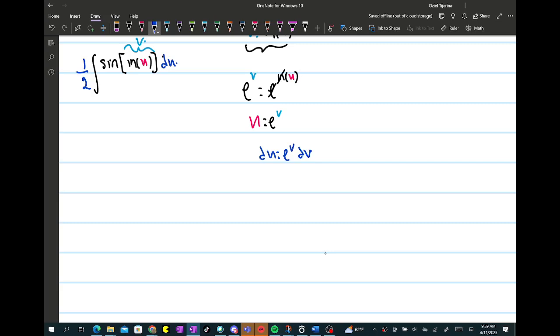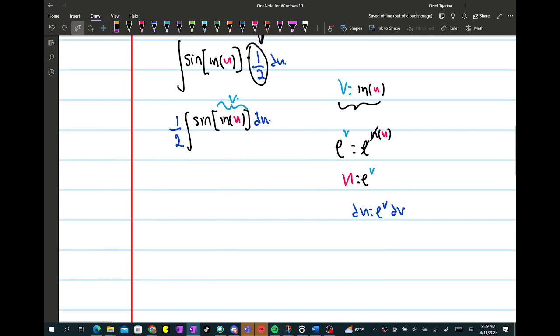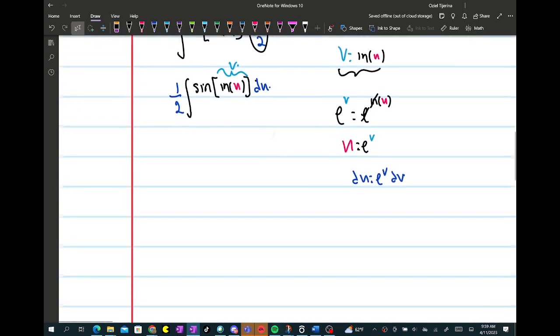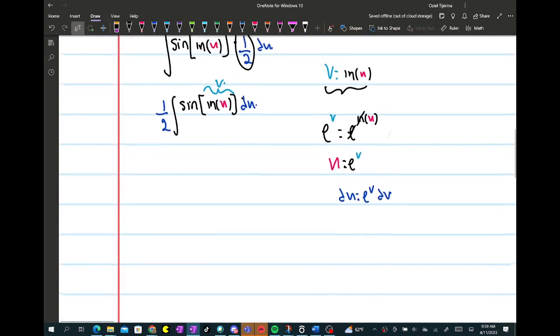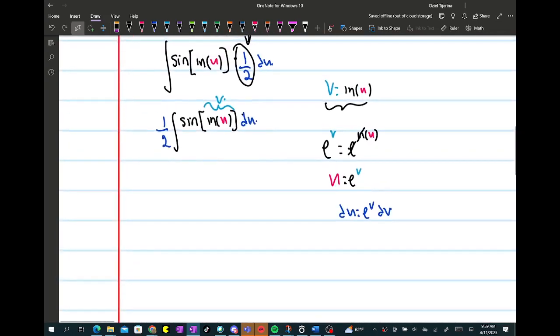And I can't really explain why it's like that. It's just another way of doing it. We'll basically see how this plays into the integral, because if we do it the other way, where we say v equals ln of u, so dv is 1 over u, etc., it's not going to work.